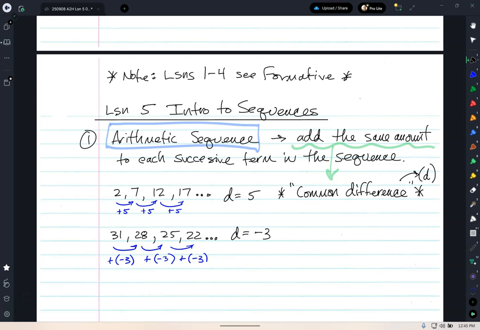Does it result in the same thing? Absolutely, because it is the same thing. But we write it in terms of an addition problem because that is the definition of this arithmetic sequence. Okay, let's talk about another one.